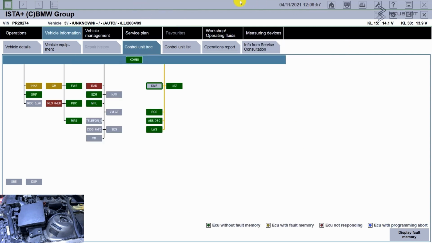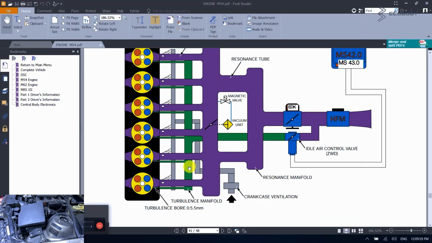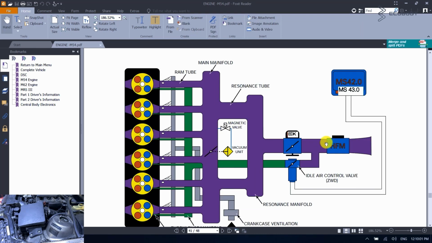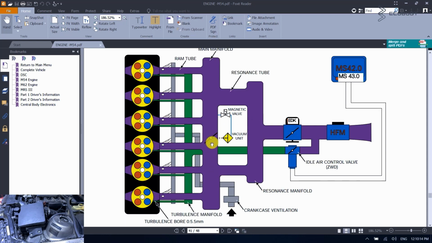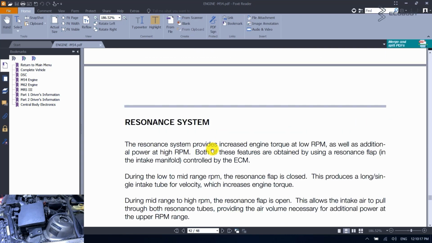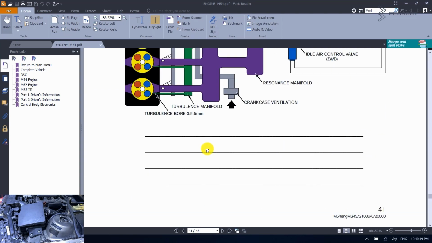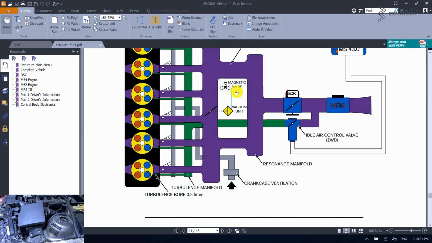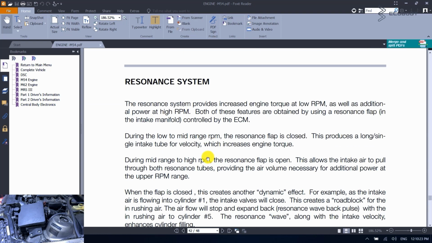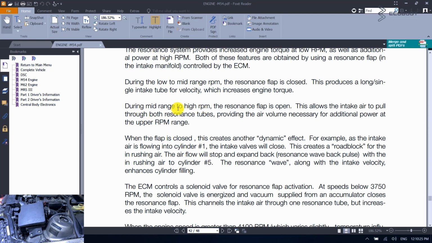Let's take a look at the air intake system. As in this diagram, we have a resonance system. It provides quick air intake when the engine is at low RPM, as well as much additional power at high RPM through a magnetic valve. This system is controlled by the ECM. During low to mid-range RPM, the resonance flap is closed. This produces a single intake tube for velocity, which increases engine torque.